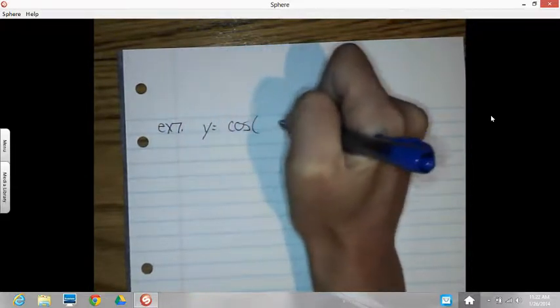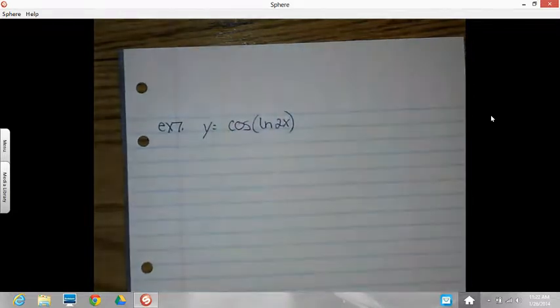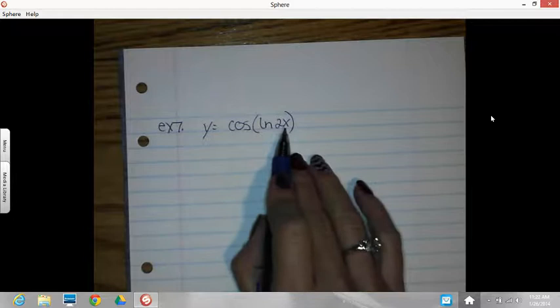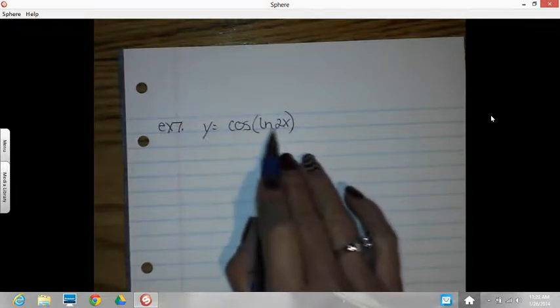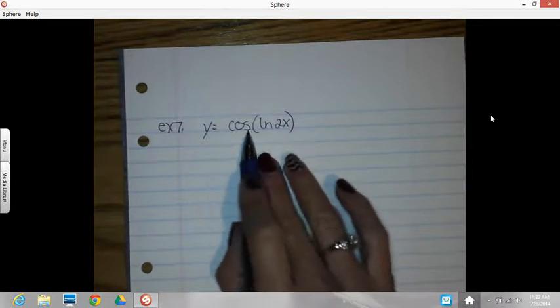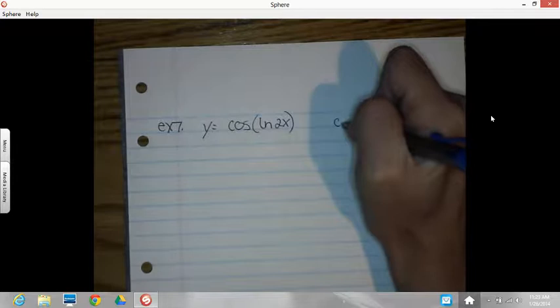Number 7. We've got y equals the cosine of the natural log of 2x. Okay, what's going on here? What rule are you going to follow for derivative? Well, I only see one x term in here, so this is not a product rule. This x term is actually in the angle of cosine. So this is just a cosine derivative that I'm following.